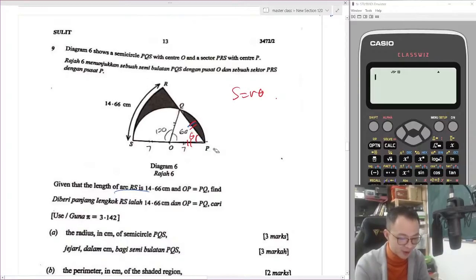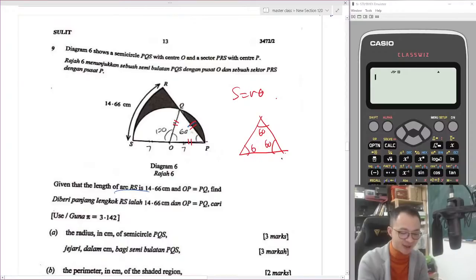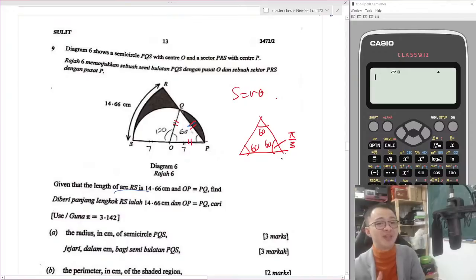Oh, because this is an equilateral triangle, isn't it? Yes. They say OP is the same as PQ, but OQ is also the same as OP because it's a radius. Then this is an equilateral triangle. Each angle will be 60 degrees, but in radians we call it pi over 3.